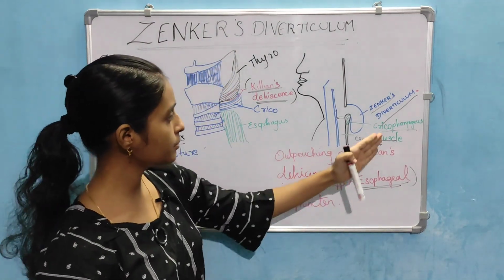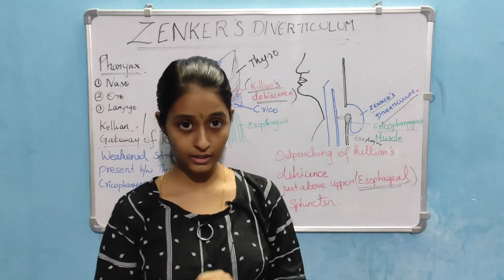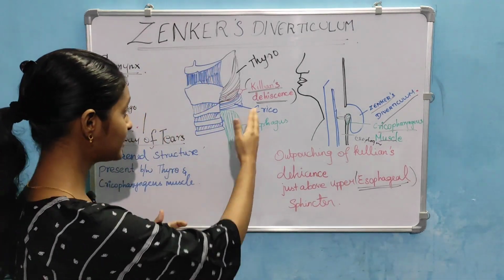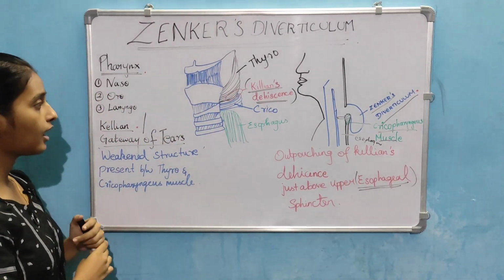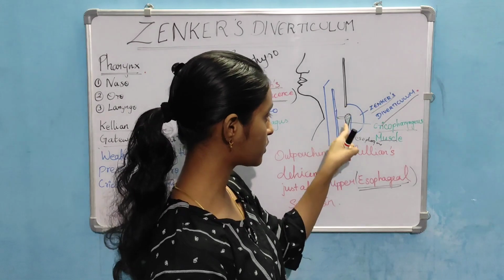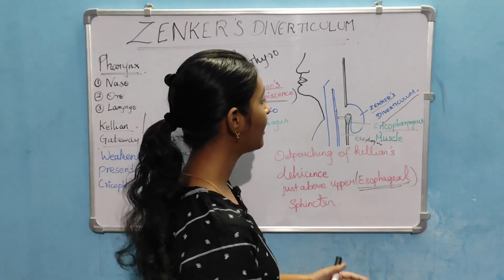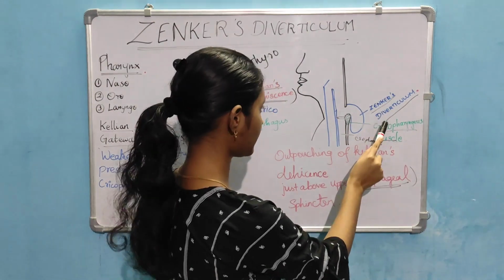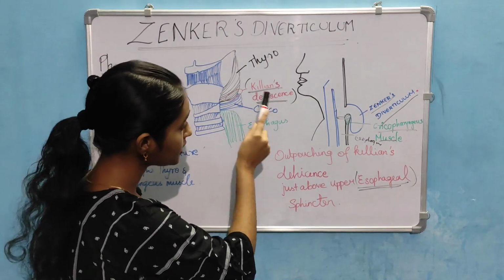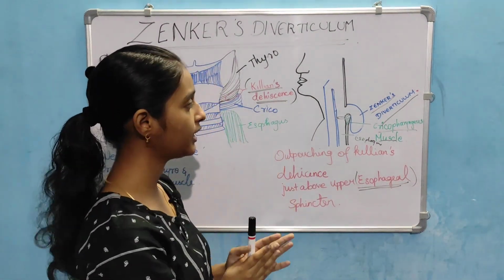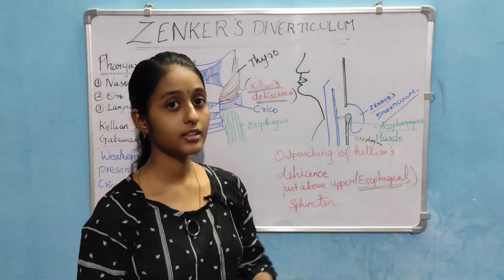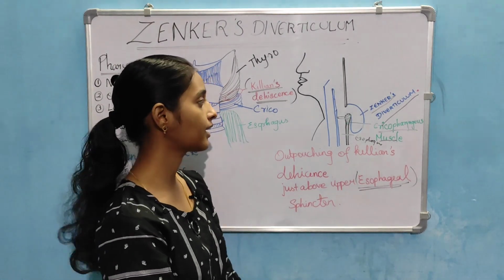What is the relation between Zenker's diverticulum and Killian's dehiscence? Actually, Killian's dehiscence is a weak fellow, a weaker structure, so it can easily form a pouch. Can you see this outpouching? This outpouching is called Zenker's diverticulum. This is the normal structure of Killian's dehiscence, but because it is very weak, it leads to Zenker's diverticulum. So concentrate on the structure.